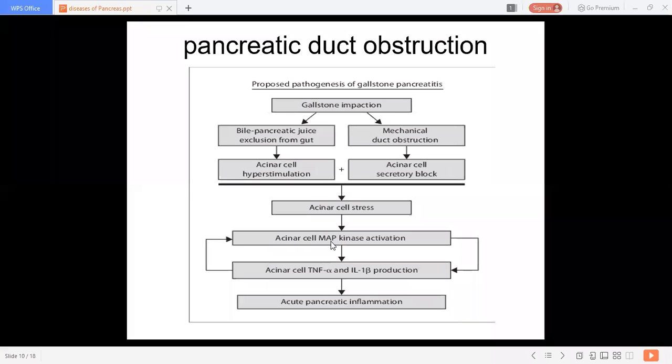So what happens? First there is obstruction. There may be tumors also, but mainly in 40% of cases the obstruction is due to gallstones. So what is going to happen? The gallstone raises intrapancreatic ductal pressure. This causes accumulation of enzyme-rich intestinal fluid. And among these enzymes, lipase is the most activated enzyme. It causes local fat necrosis.